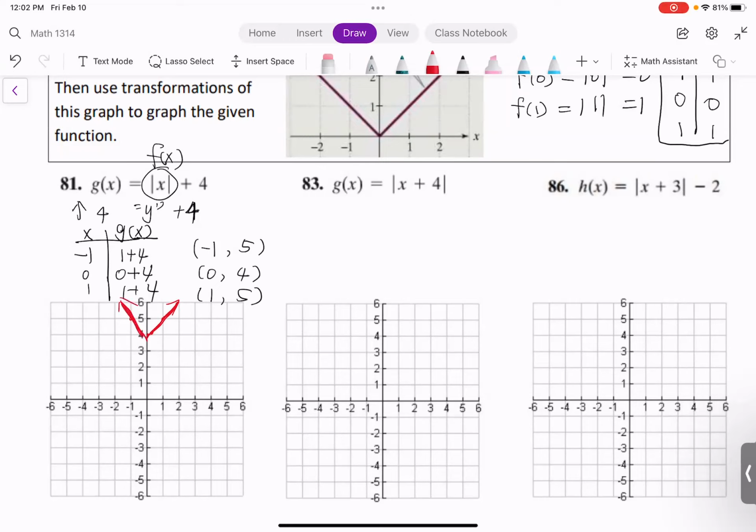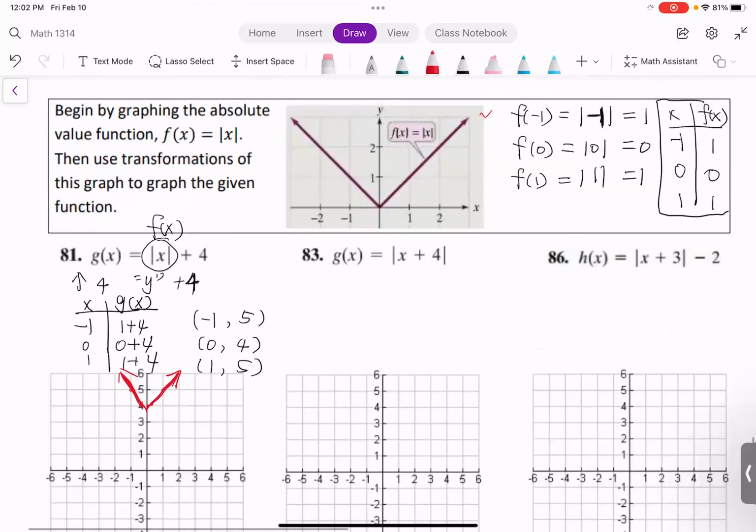Okay, we have the graph like this, and we cannot change the shape. So you see the shape is the same as the original function. And let's see the second transformation. We only have the transformation inside of the absolute value, x plus 4, that means going to the left 4 units, all the x subtracted by 4. And then let's see the key points, x, g of x.